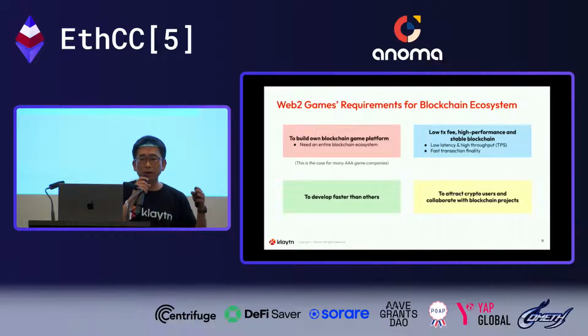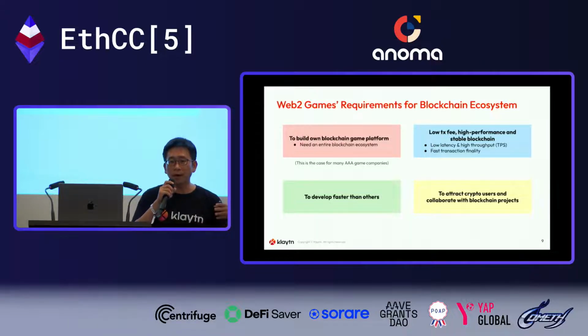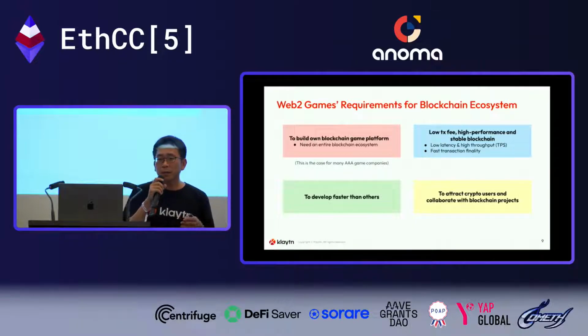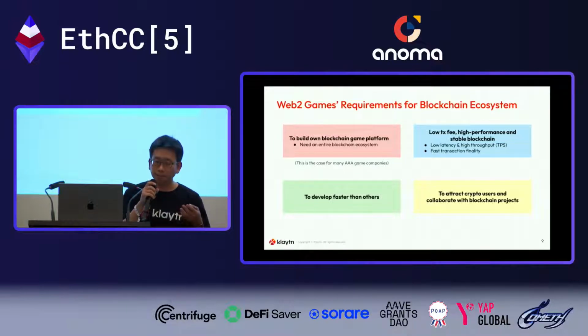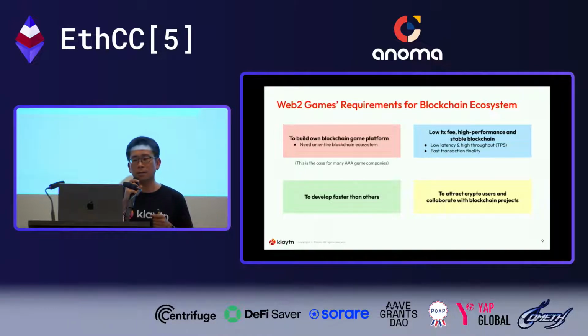Because their ecosystem is already big, and they have many games internally and in their subsidiaries. So instead of deploying their games to an existing blockchain, many of them really want to build their own blockchain game platform instead of just using a public blockchain. Which means they need an entire blockchain ecosystem, as long as they can build it. So this is the case for many AAA game companies.